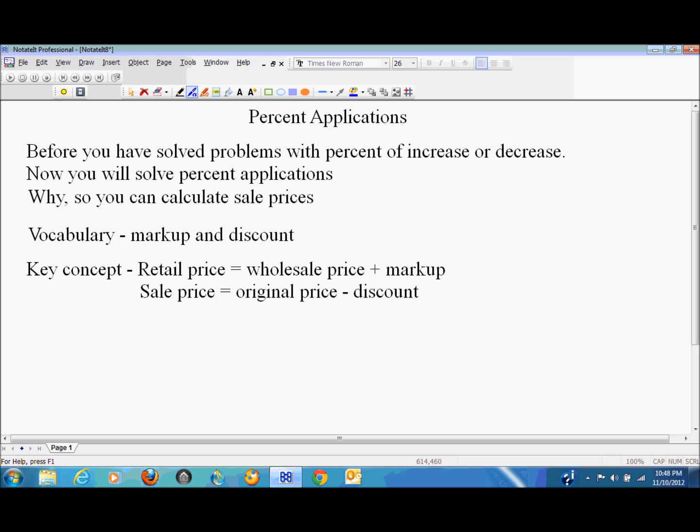Before, you saw problems with percent of increase or decrease. So now you will look at those applications that I just mentioned, and the reason to do so is so you can calculate the actual sale price, whether it's the retail price or some actual product that's on sale. Okay, so let's take a look at a problem.